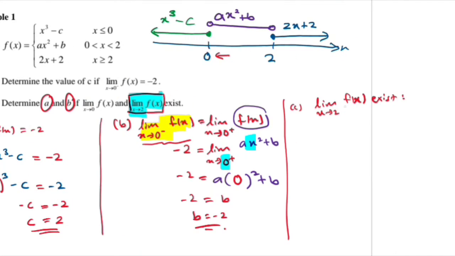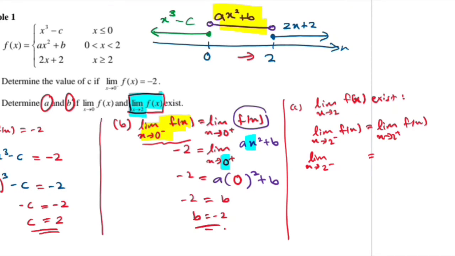Now, since the limit of f(x) as x approaches 2 exists, we can use the definition where the limit from the left side of 2 is equal to the limit from the right side of 2. Then look at your number line. From the left of 2 and from the right of 2, we have two different functions. So we have to separate this. Now, replace the function from the left side of 2 with the one that you see on your number line. The nearest function from the left side of 2 is ax squared plus b.